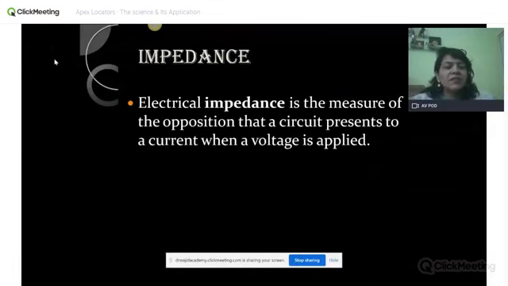Impedance. Now, what is the difference between impedance and resistance? Resistance is basically applied in direct current, and impedance is applicable in your alternating current. Alternating current fluctuates and shows a specific sine wave, which we are all aware of. So electrical impedance is a measure of the opposition that a circuit presents to a current when the voltage is applied.